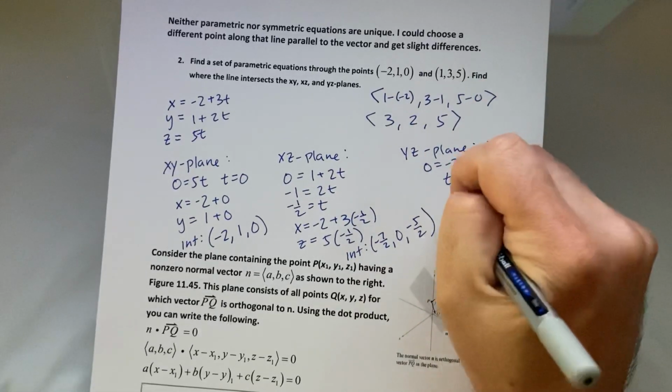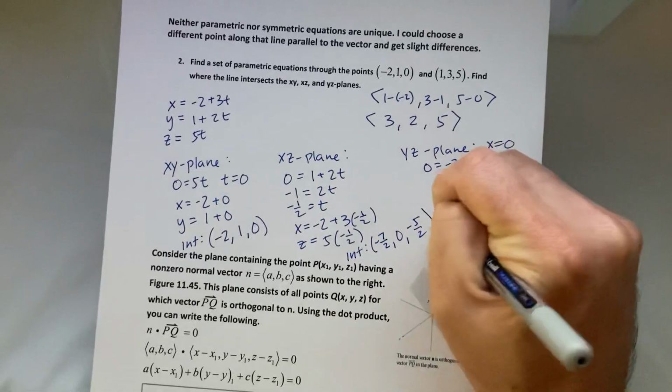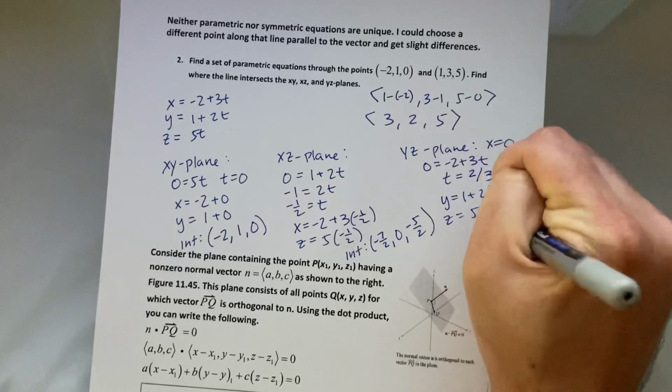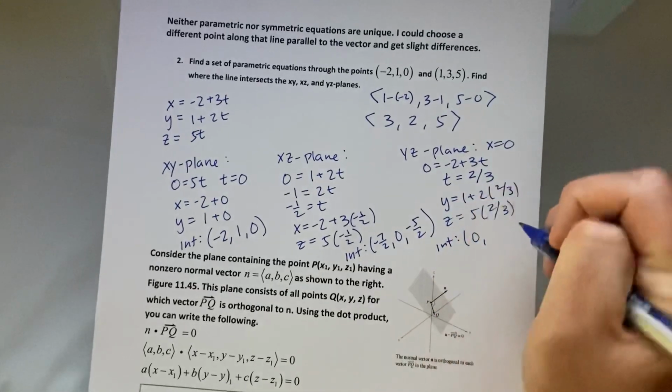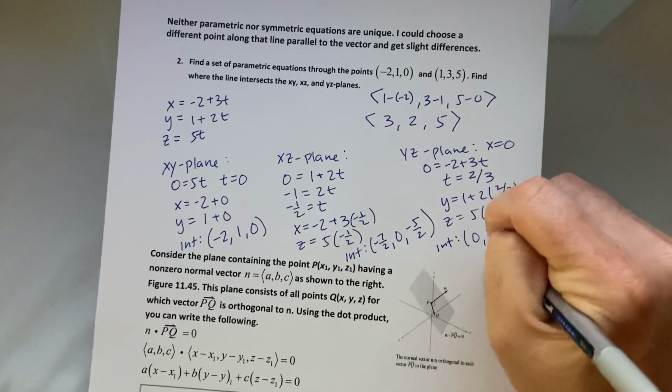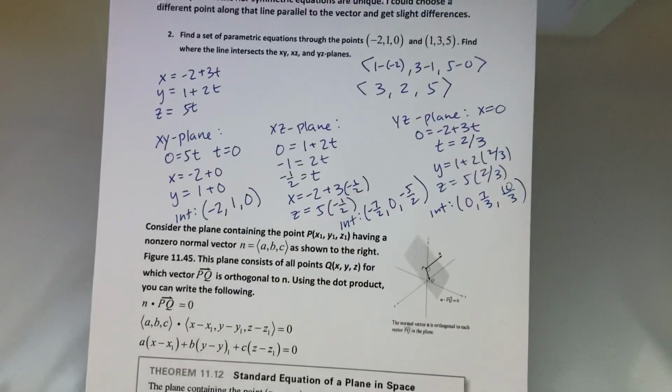Plug that in for y and z. Y equals 1 plus 2 times 2/3. Z equals 5 times 2/3. So we get the intersection point: x is 0, y is 7/3, z is 10/3. So that's something you can do with this idea.